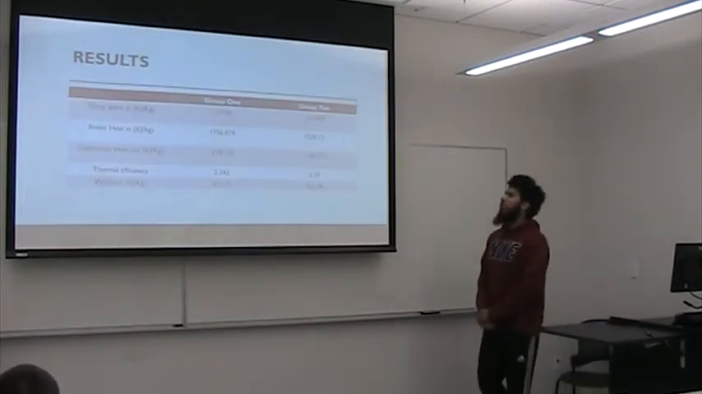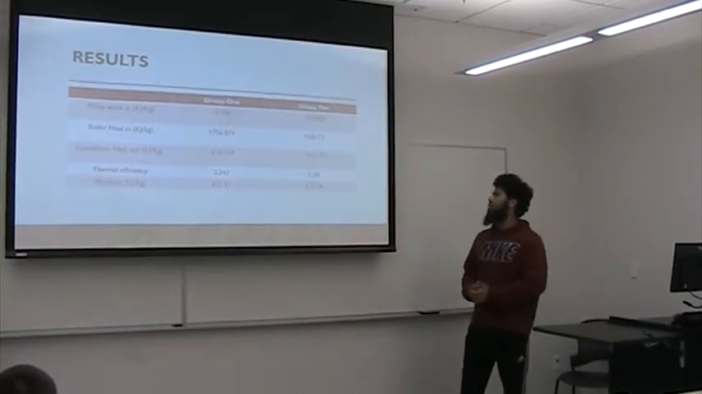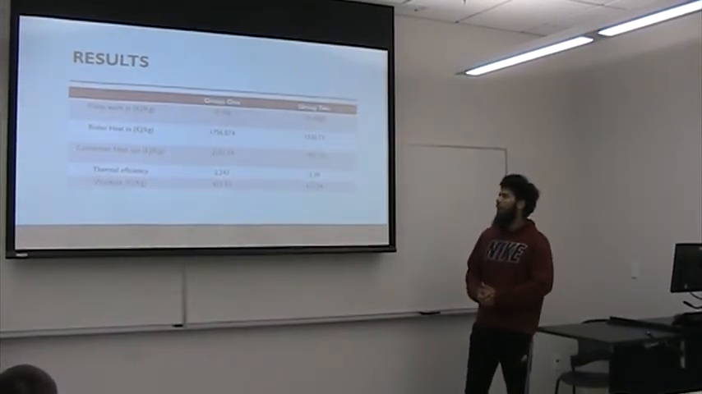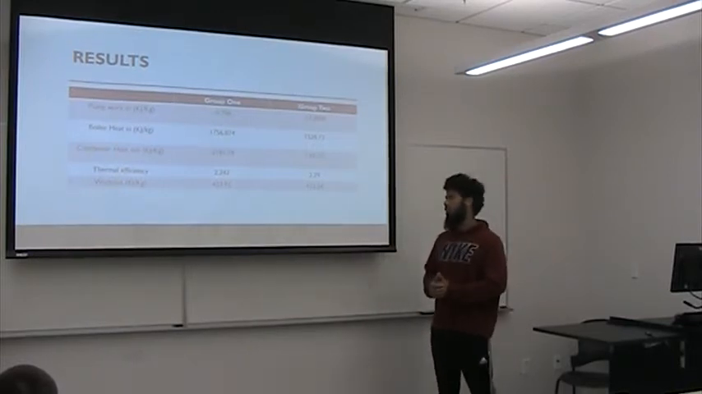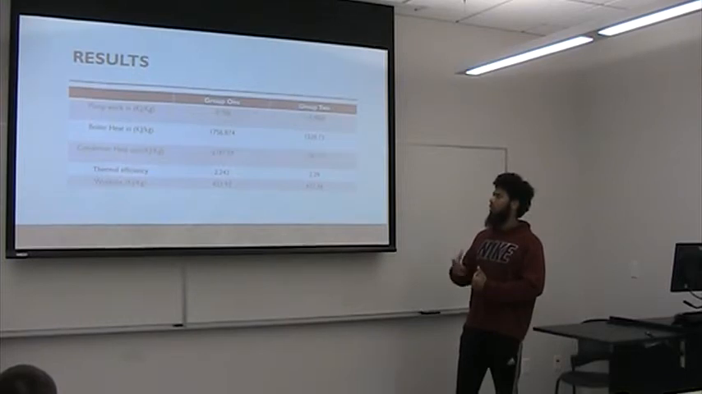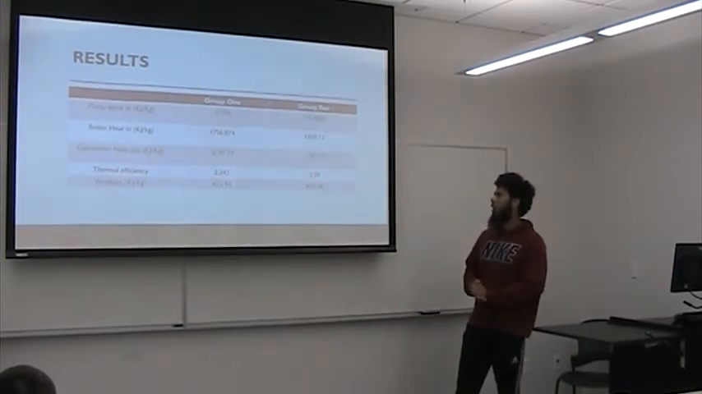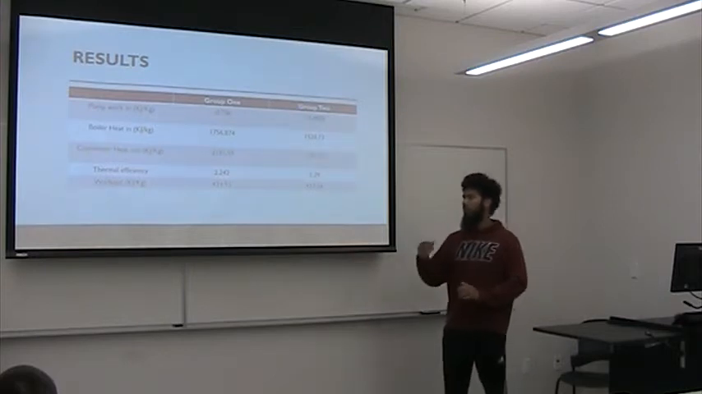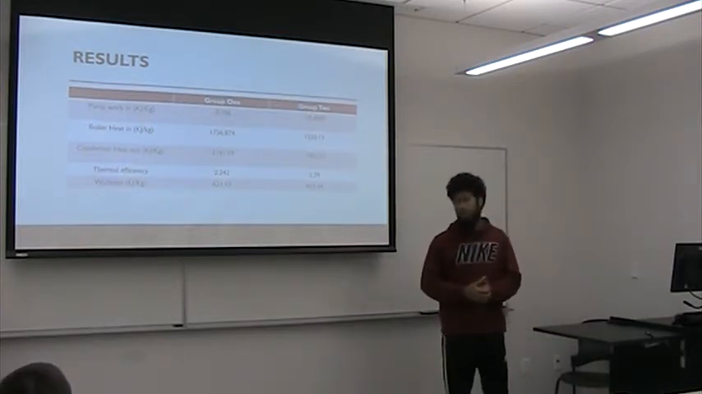For the results, for the pump work I got minus 0.786. For the boiler heat in, I got 1,756.874. For the condenser heat, I got minus 2,181.59. For the thermal efficiency, I think there was an error because I had a really small value for the thermal efficiency.